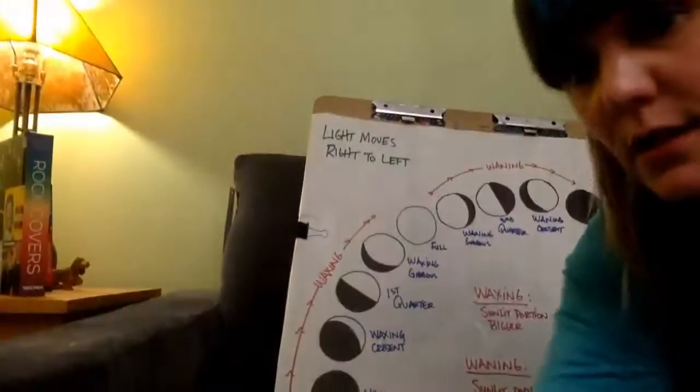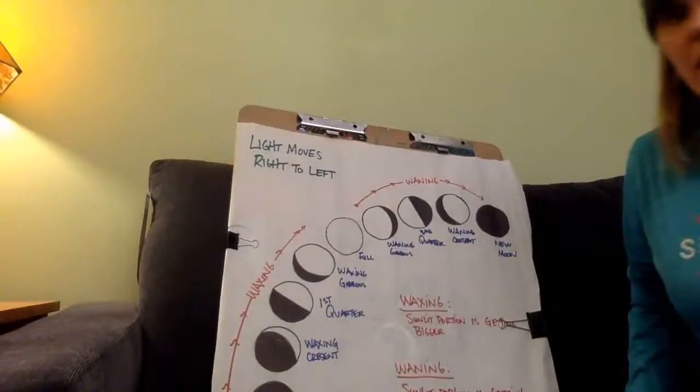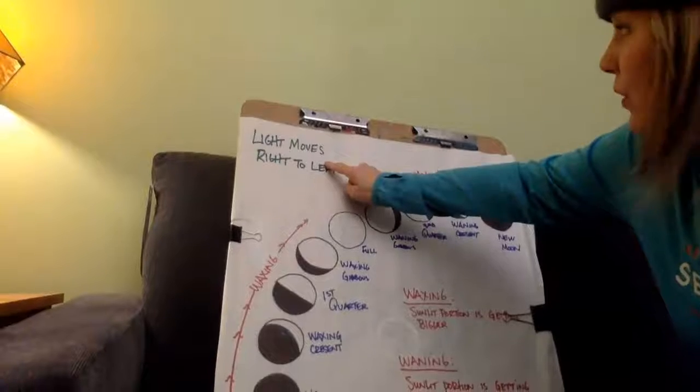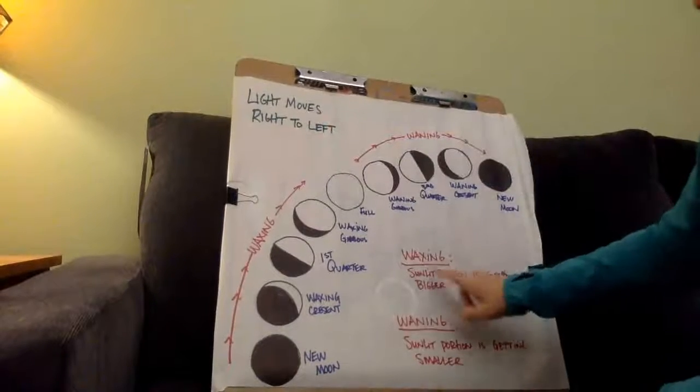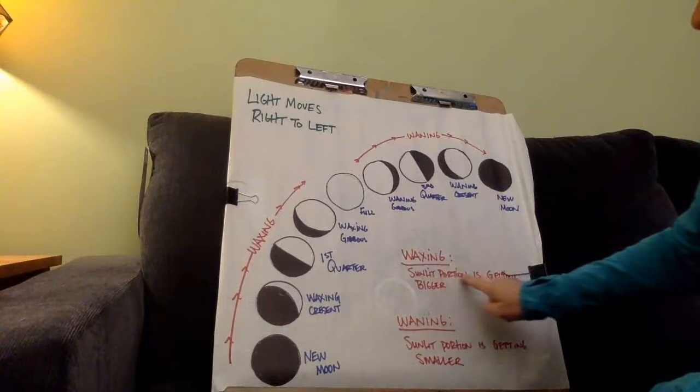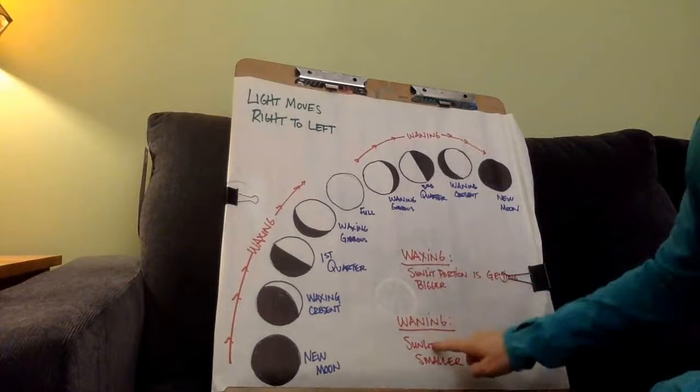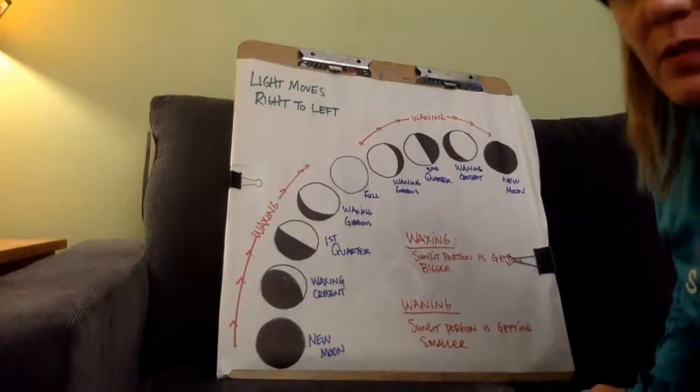Let's see if we can show you this. Okay, so you see here that the light moves from the right to the left. And I've just defined a couple things here. Waxing means the sunlit portion is getting bigger. And waning means the sunlit portion is getting smaller.